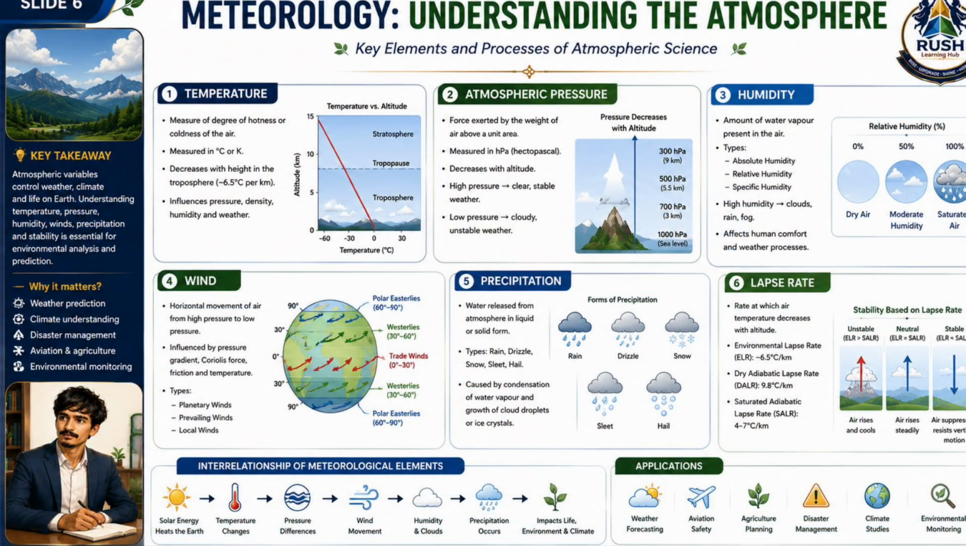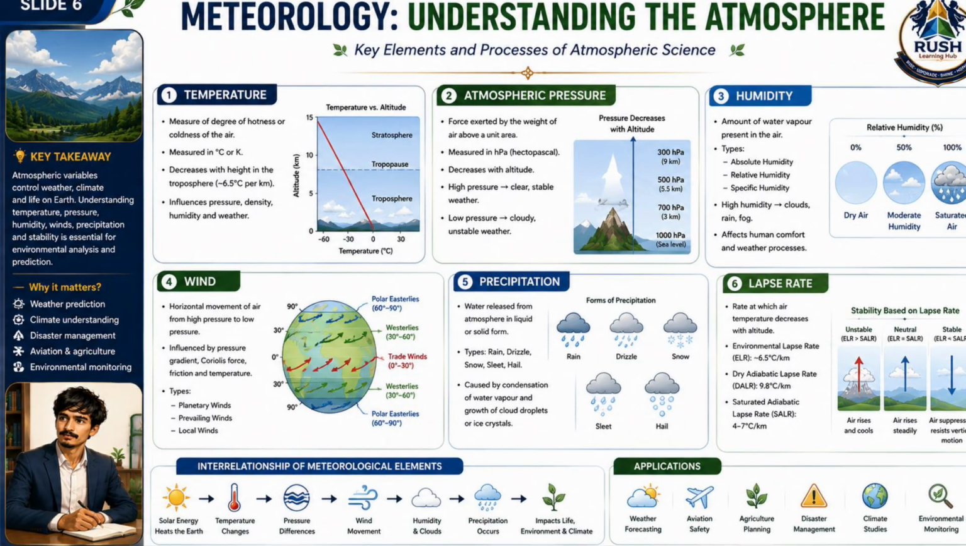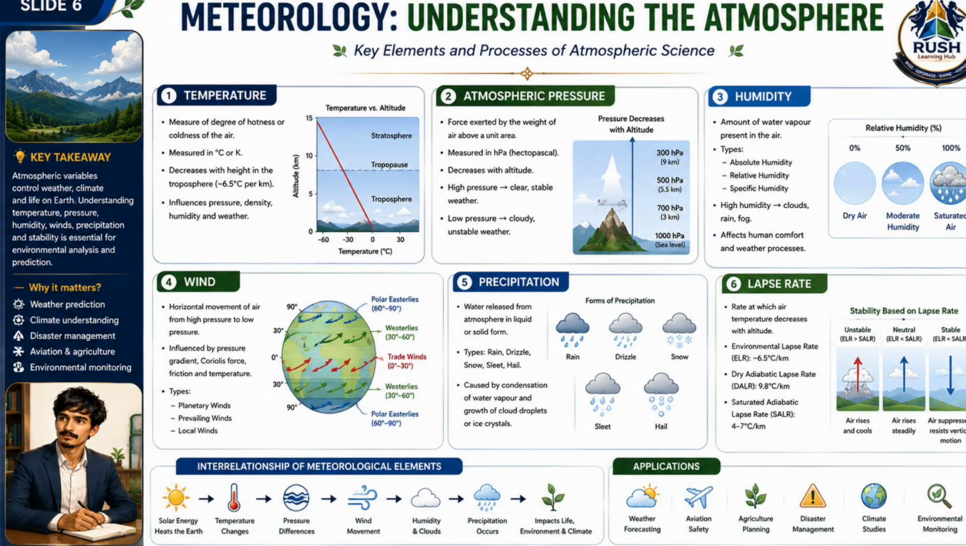In this section, we will study meteorology, which is the scientific study of the atmosphere and atmospheric processes. Meteorology is one of the most important topics in UGC NET Environmental Science because it helps us understand weather, climate, atmospheric stability, pollution dispersion, and environmental processes.